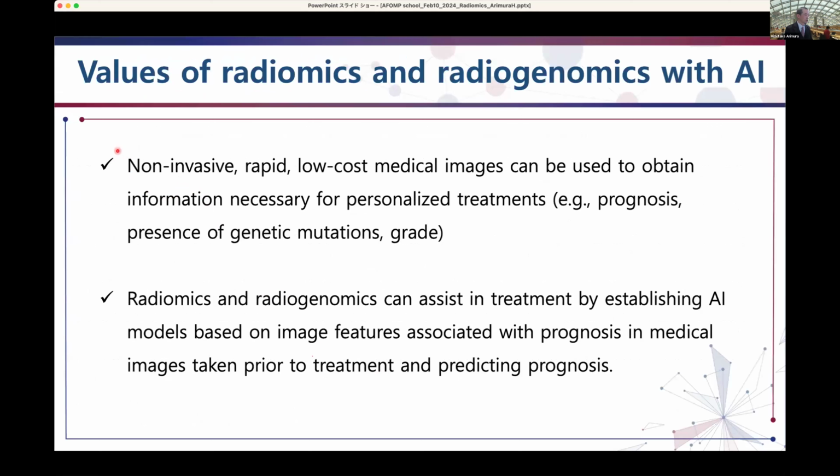We thought non-invasive, rapid, low-cost medical images can be used to obtain the information necessary for personalized treatment by using radiomics or radiogenomics. And radiomics and radiogenomics can assist in treatment by establishing AI models based on image features associated with prognosis. Thank you very much.